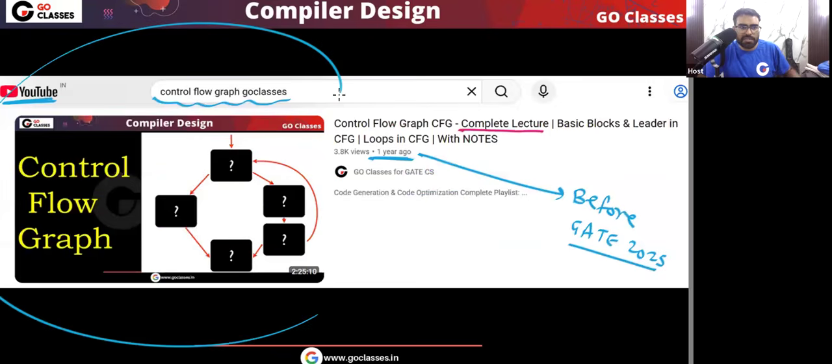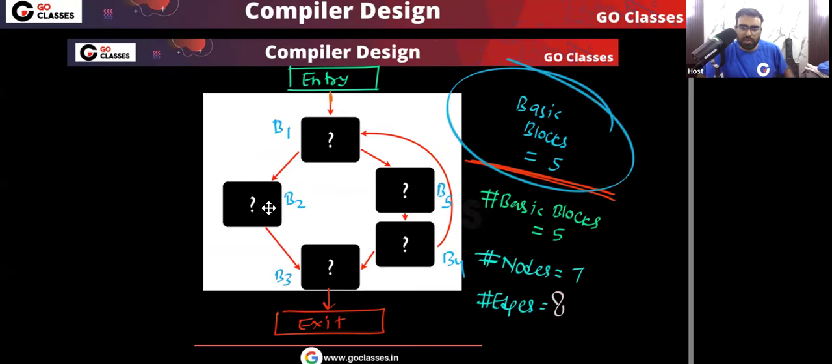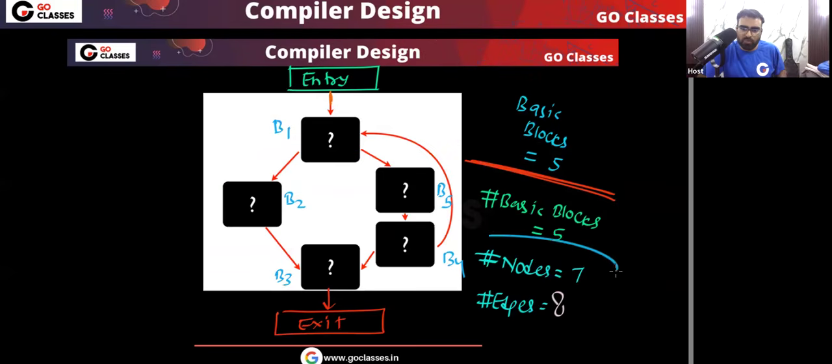In this same lecture you will see another example. Here also you can see the number of basic blocks is 5 and the number of nodes in the control flow graph is 7. Because entry node and exit node are special nodes in the control flow graph, these are not basic blocks. Basic block is the property of the program. So from the program you can find the basic blocks.